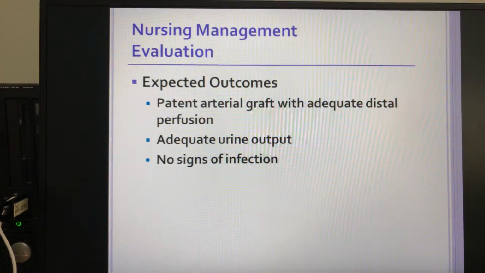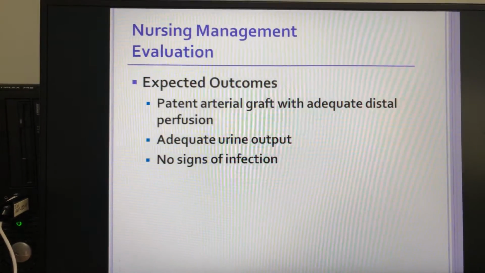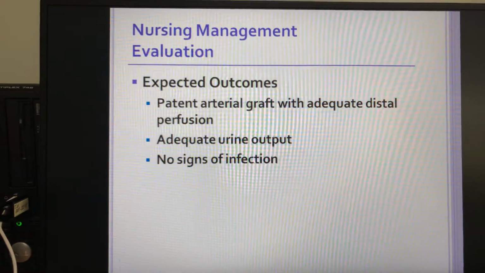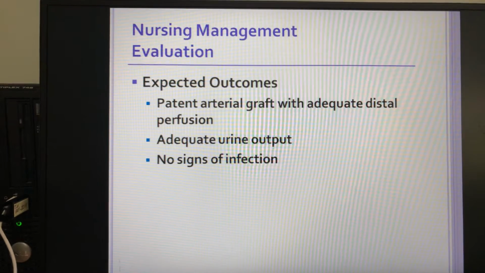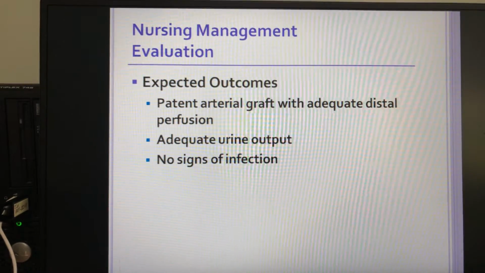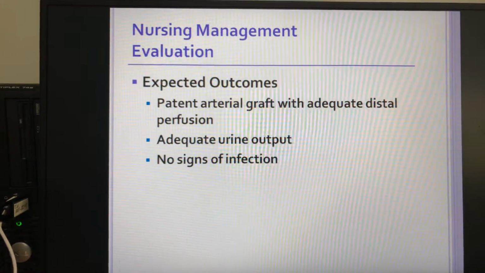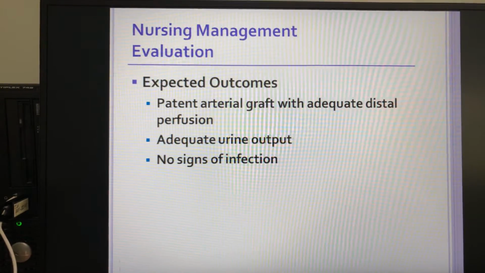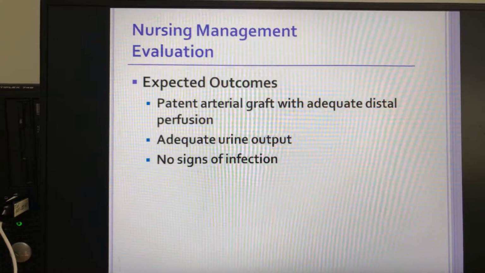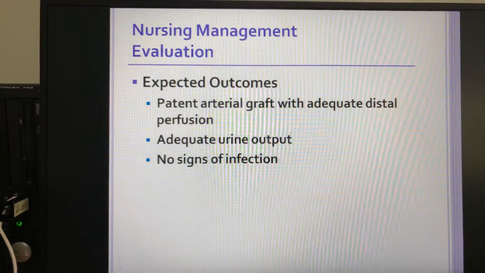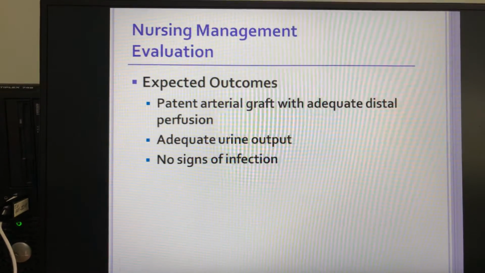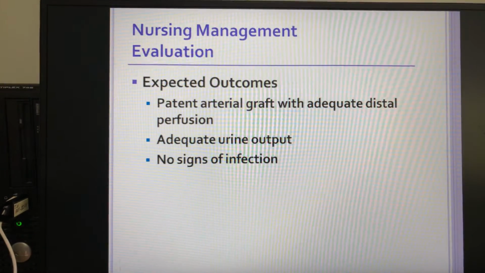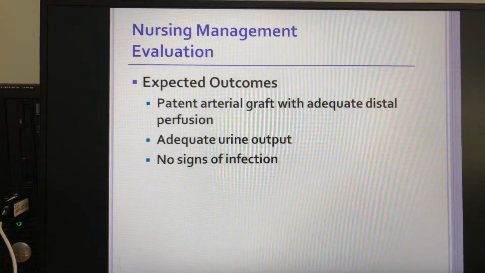So in the end, you want to evaluate either this happened or it didn't. They had no signs of infection, or they developed the infection. They had an adequate urine output, or they didn't have an adequate urine output. And if they didn't, then you have to show where you intervened again in order to be assured that that is restored. And again, we want to make sure that they have a patent arterial graft and that they are having adequate distal perfusion.